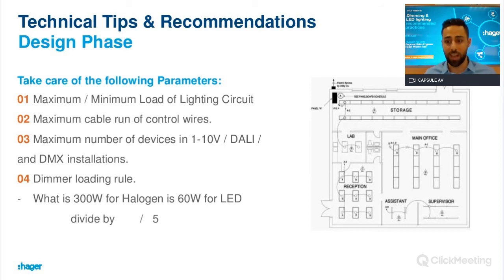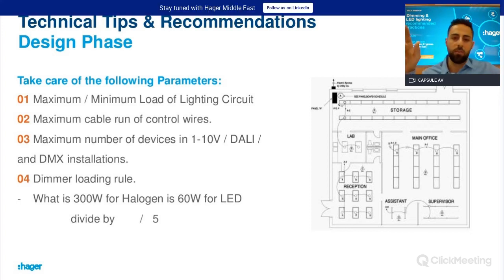We start with the design phase. Of course, maximum and minimum load of the lighting circuit. We need to know that. What's the maximum? What's the minimum? Second, the cable run and the number of devices in a separate control wire signal, like DALI, 1 to 10. We need to make sure we are not exceeding the limitations. If we exceed the limitation, performance will go down and many problems will come.